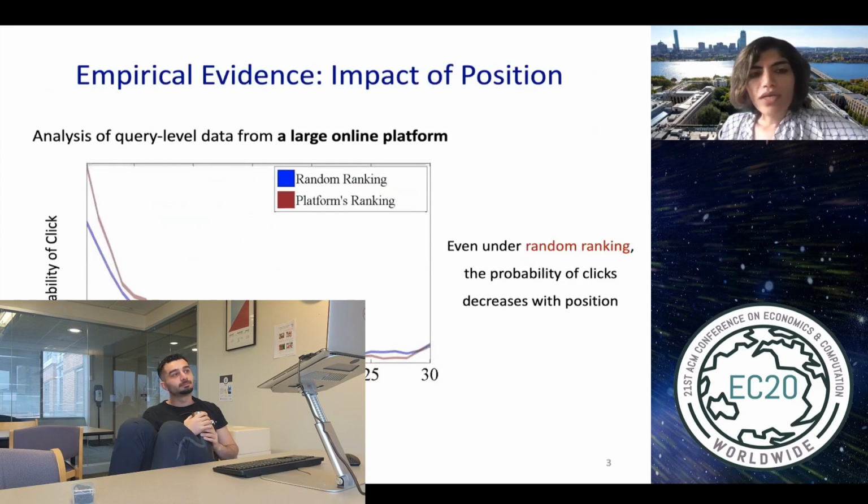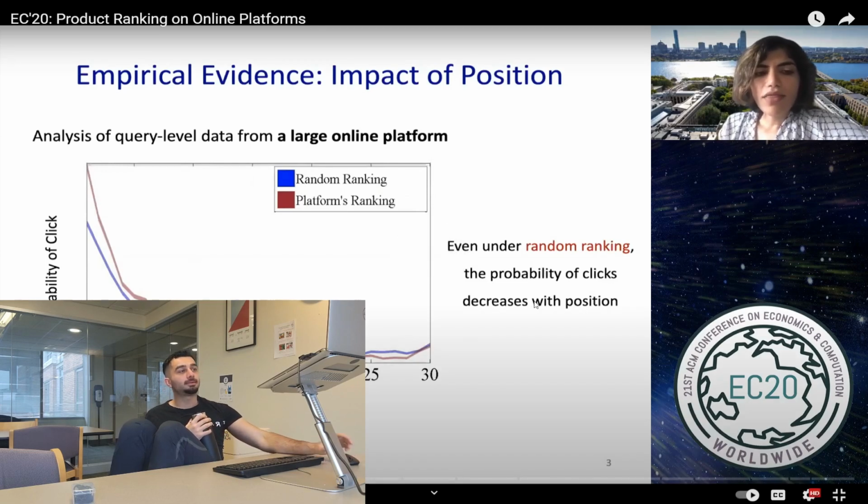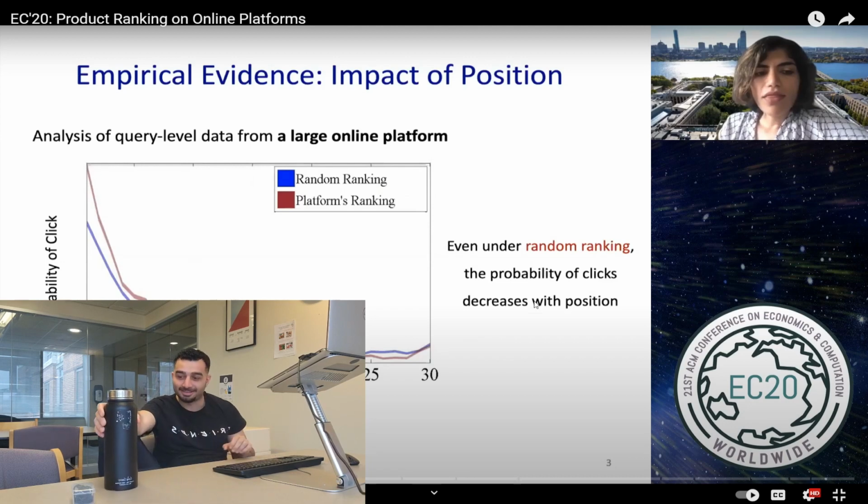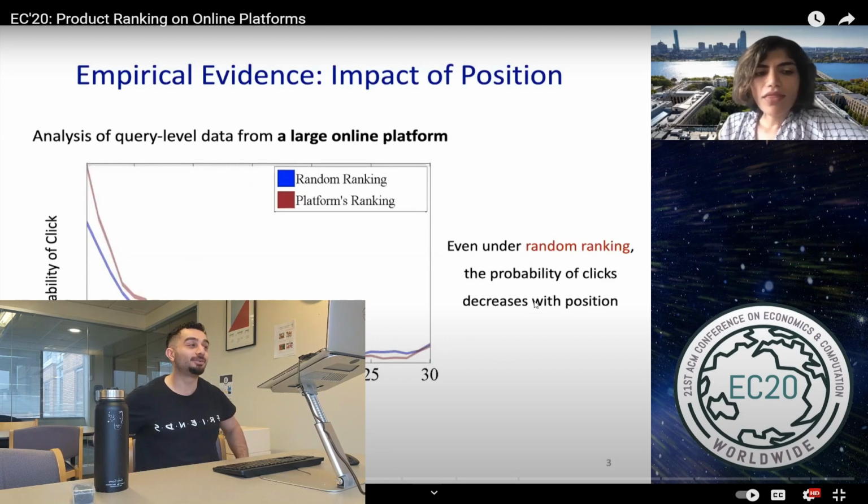So we had access to query level data from a large online platform, and by analyzing that data set, we got an interesting graph. So we have one random ranking and another one, the platform's ranking. Random ranking means we just choose a random permutation, right? And the x-axis is the position. Wow, this is crazy. This graph is crazy. Do you see that? Oh my god.